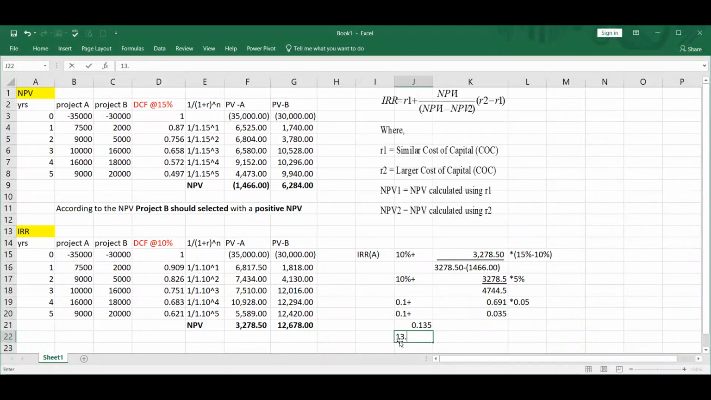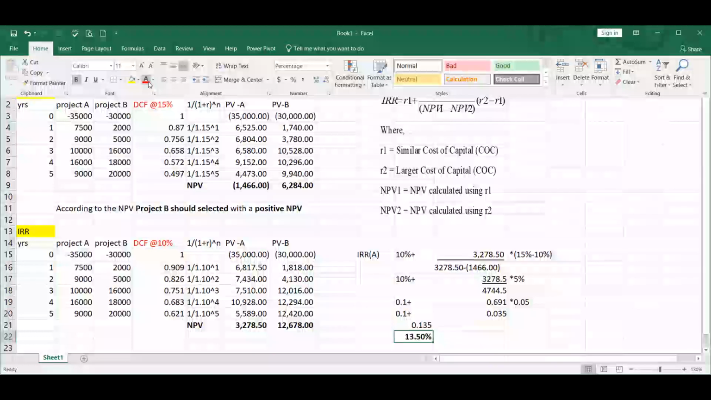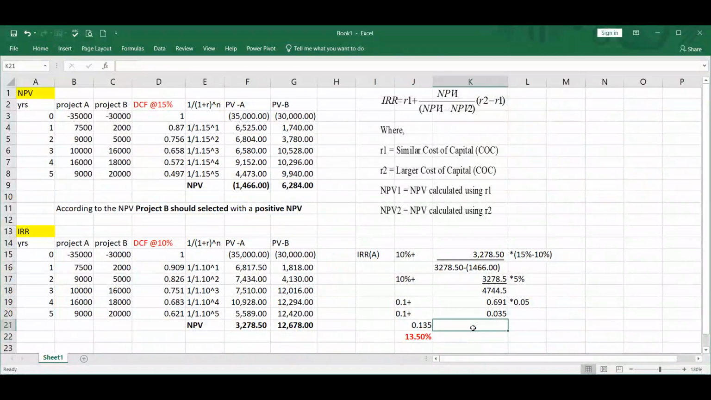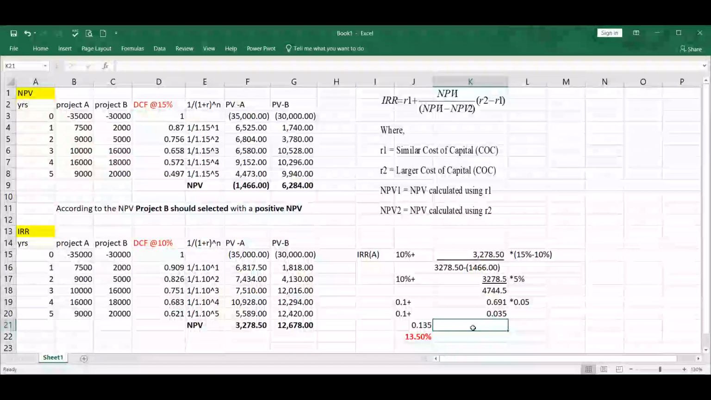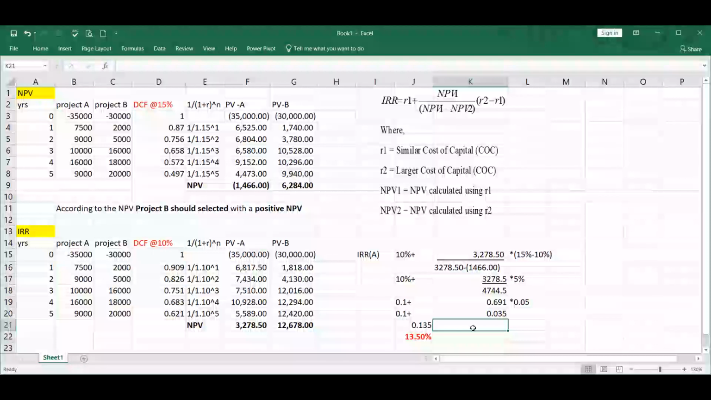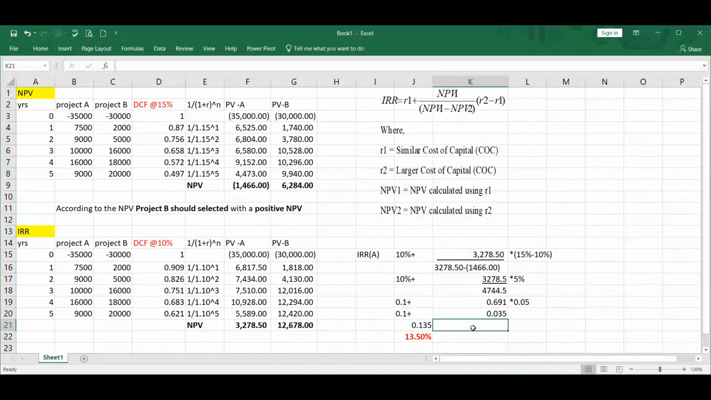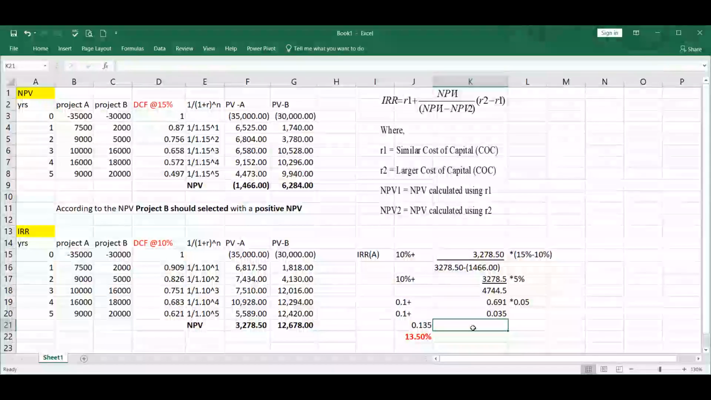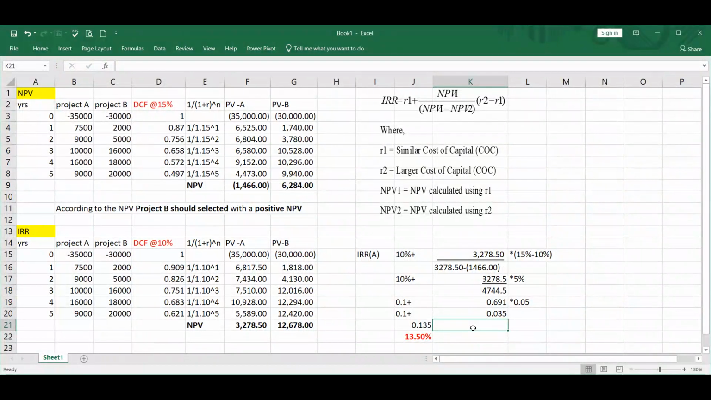So the answer would be 13.5% for project A. Excuse me, ma'am, why did you take 10% as the discount factor? No, it's arbitrary. It's up to you to take whatever figure. You can take 10%, 8%, whatever the figure. There is no fixed value.